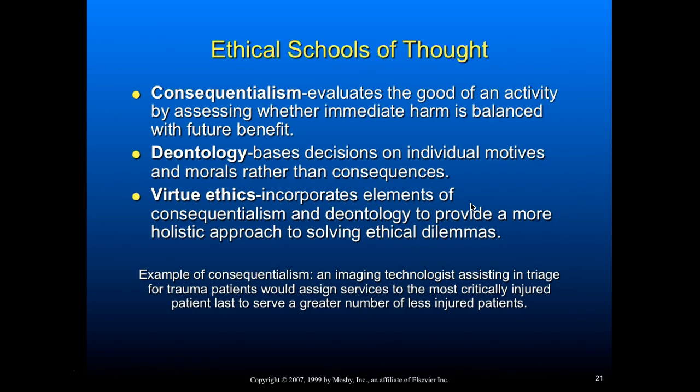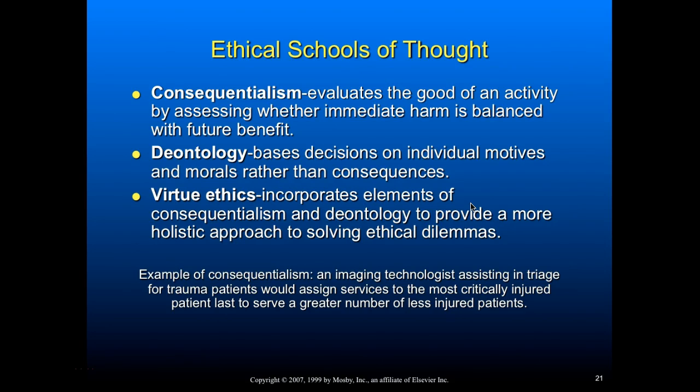Consequentialism evaluates the good of an activity by assessing whether immediate harm is balanced with future benefit. So deontology bases decisions on individual motives and morals rather than consequences. So there's a difference there. Make sure you know the difference. And virtue ethics incorporates elements of consequentialism and deontology to provide a more holistic approach in solving ethical dilemmas.